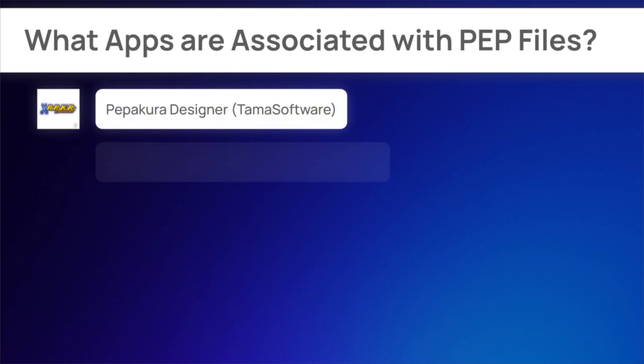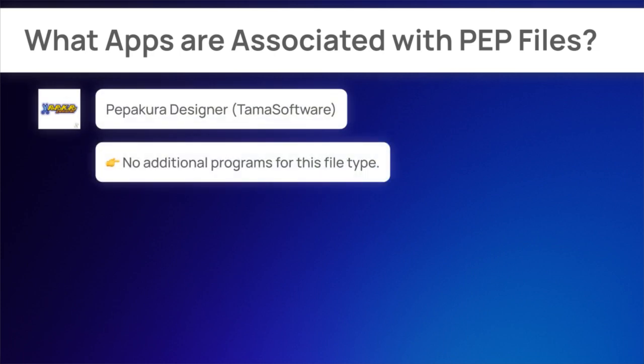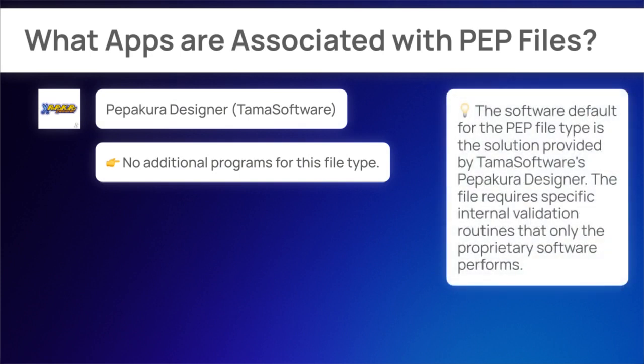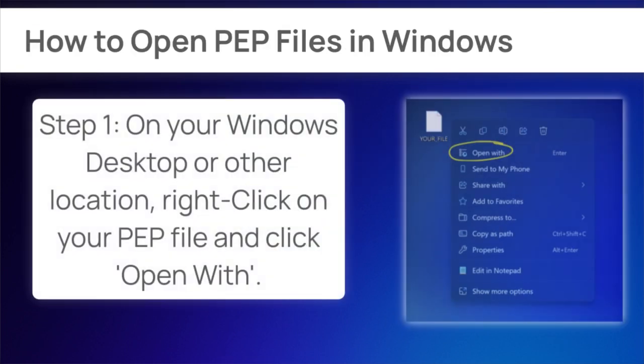Your primary troubleshooting tool for PEP should be the specialized Pepakura Designer by Tama Software. Native Windows association often leads to errors due to the file's complexity and proprietary format. Windows offers basic rendering, but detailed manipulation demands industry-standard design software. We need to force an application assignment.